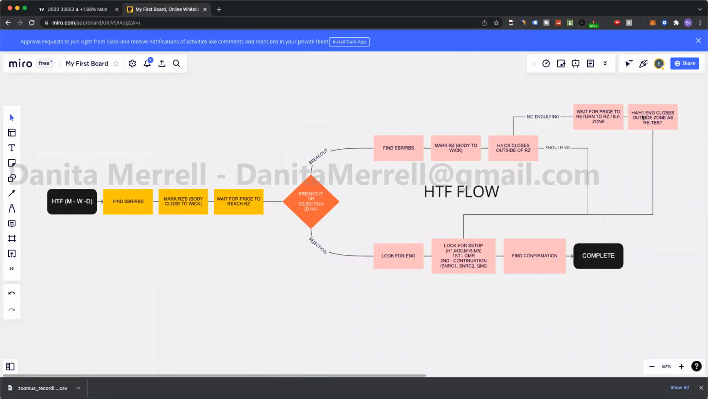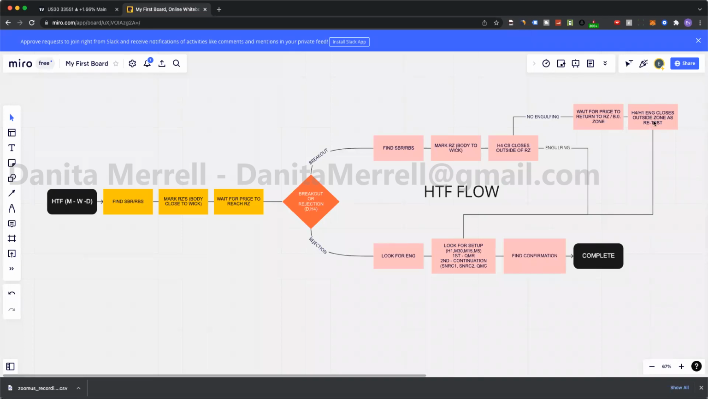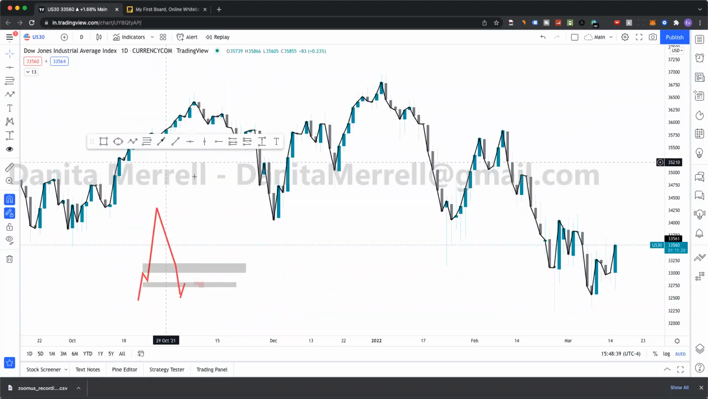H4, H1 closes outside of the zone as a retest. So at this point, if we had no engulfing at this level, we'd wait for price to come out and then form the engulfing, and then look for the trade with confirmation and all that. So we'd wait for the zone to retest again with an H4, H1 engulfing, and then we'd come back down and look for our setups, continuations, first QMR, find confirmation, and complete the trade. So that's how that would work.